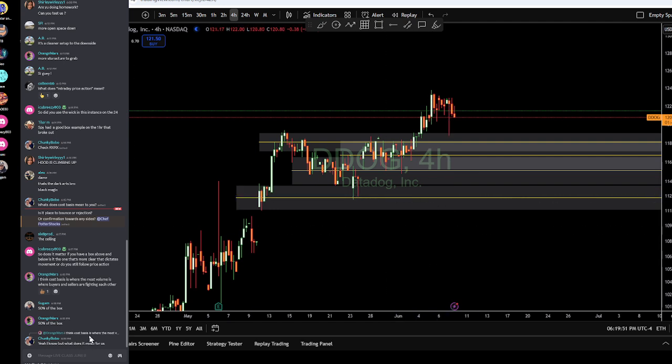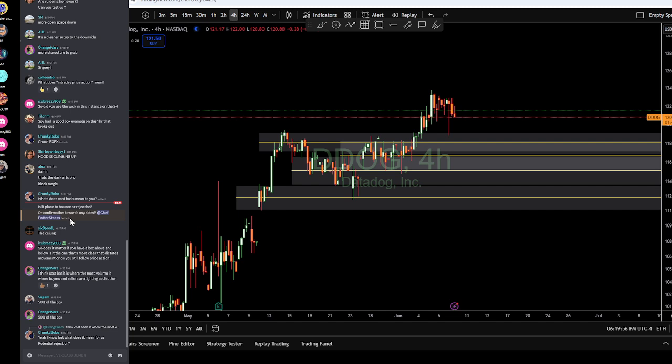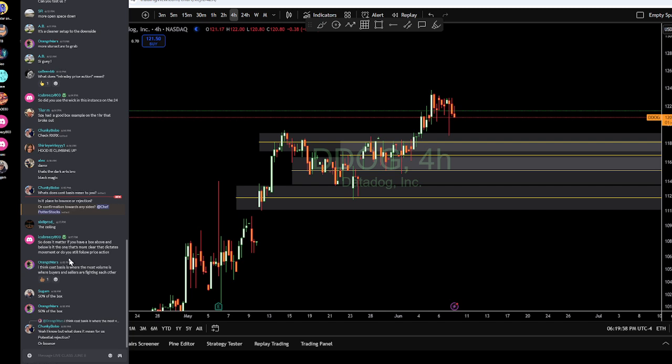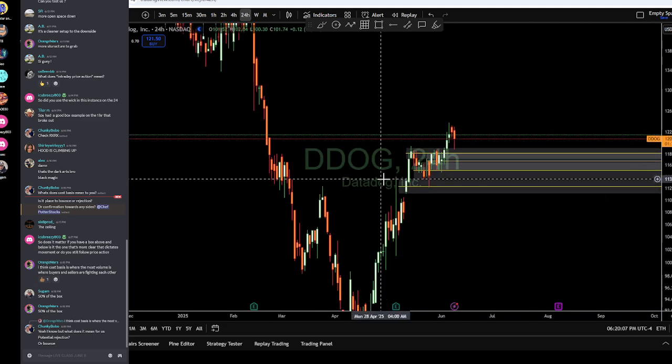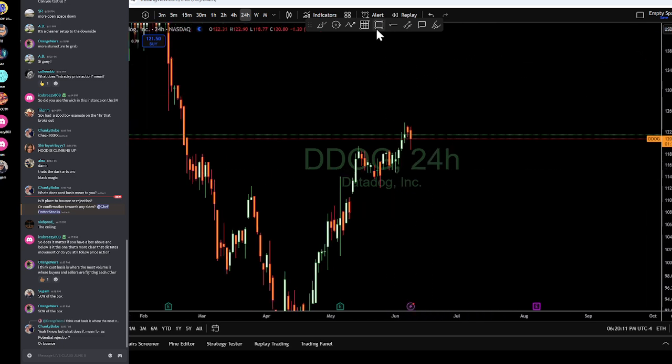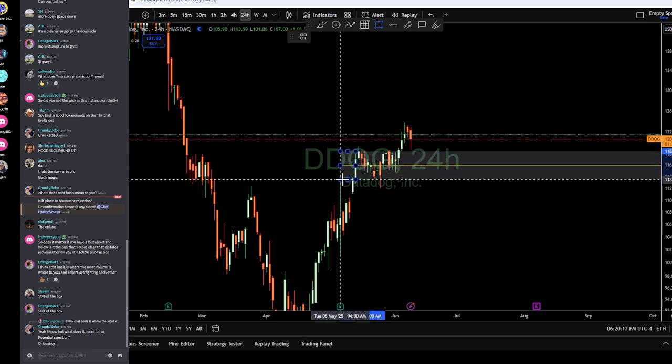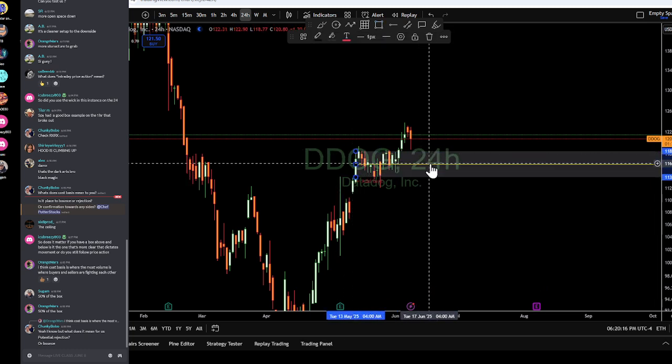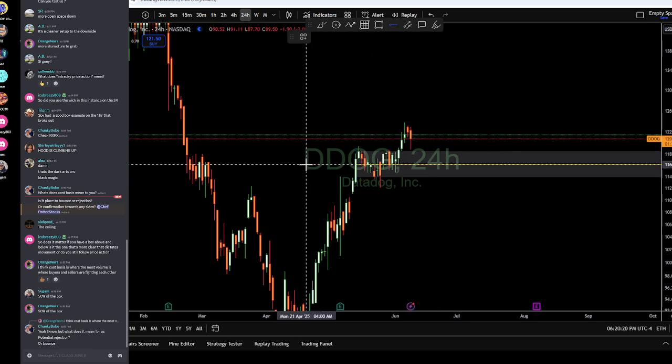I think cost basis is where the most volume is, where buyers and sellers are fighting each other. So does it matter if you have a box above and below, if it's the one that's more clear that dictates? So here's how I'm interpreting. This is what I was just getting to. On the 24-hour, this is a box, right? But let's actually think about what would happen here. So if I punch below this box, what am I doing? Let's remember this price of 116.26.